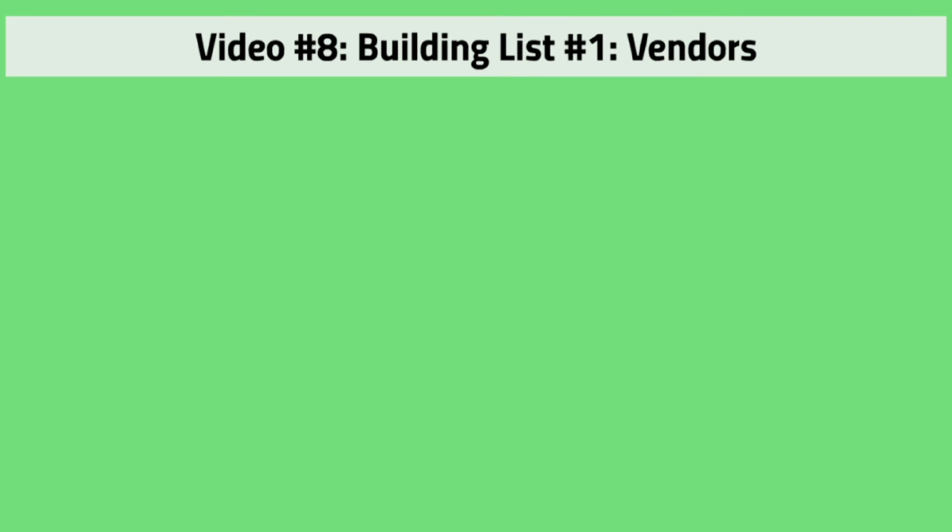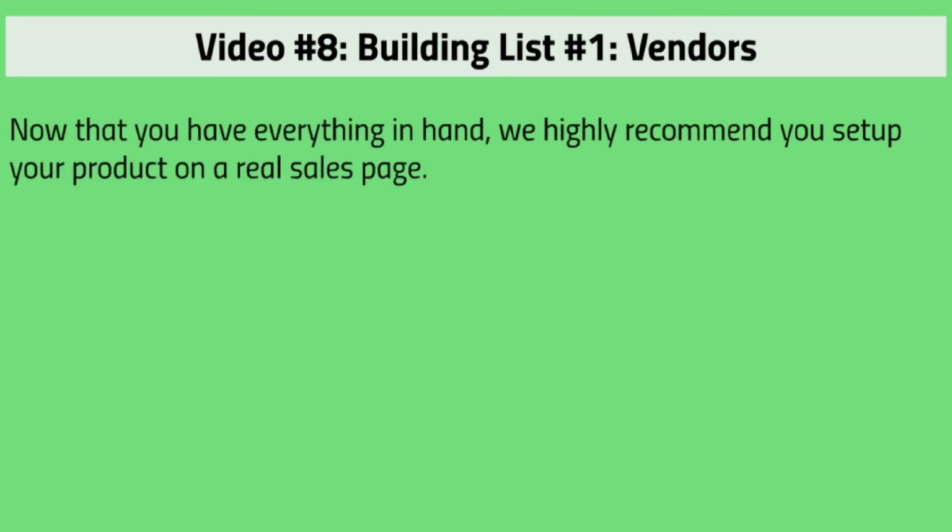Now, this is not necessarily required, but this is going to help you get more yeses. So once you have everything in hand, what we highly recommend that you do is set up your product on a real sales page. Now, you might be thinking, oh, this is so hard to do, but in reality, what I recommend is taking what you learned in the previous video about getting a script written and finding a video spokesperson on Fiverr to read that script. All you have to do is the same thing.